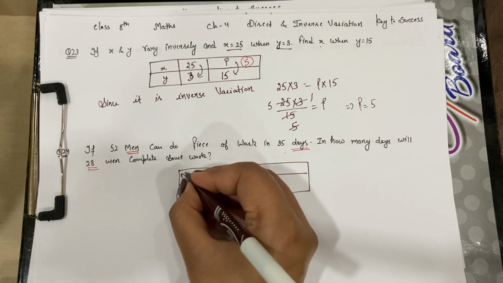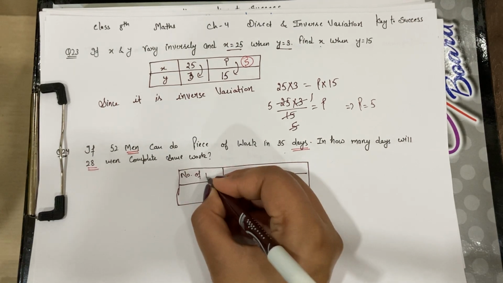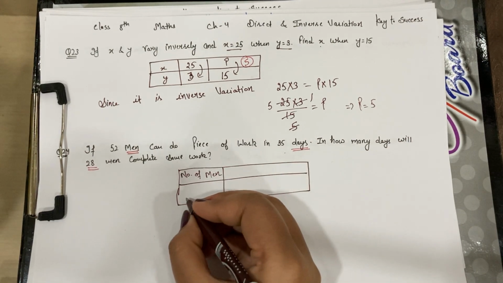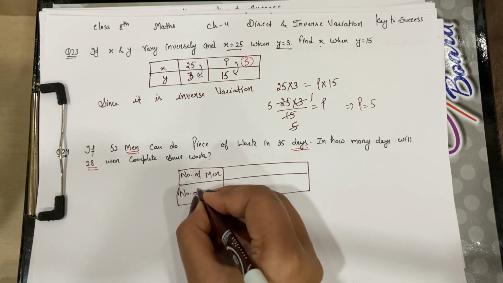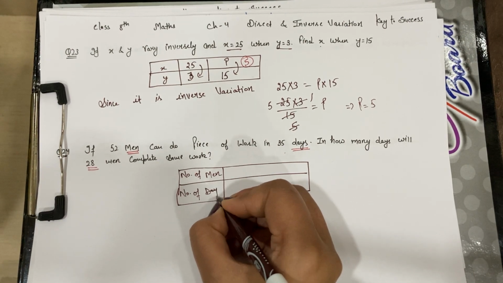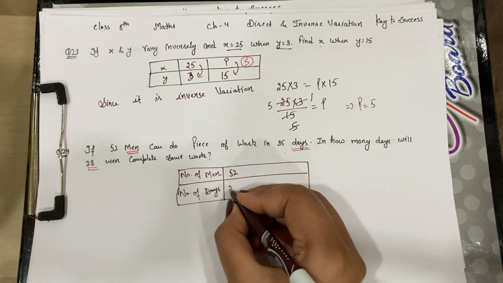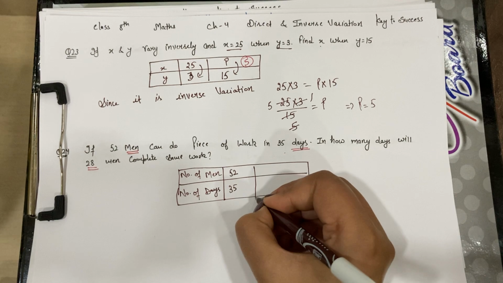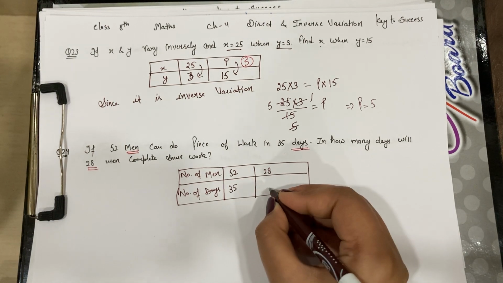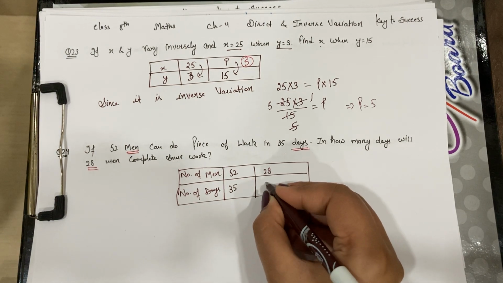You can write here number of men, and here you can write number of days. Number of men were 52, number of days 35. Then number of men were 28. You do not know the number of days, so mark it P.